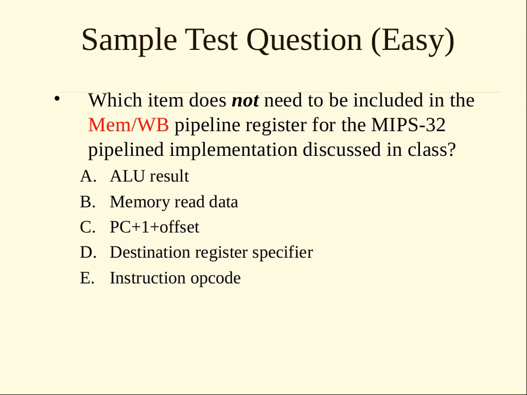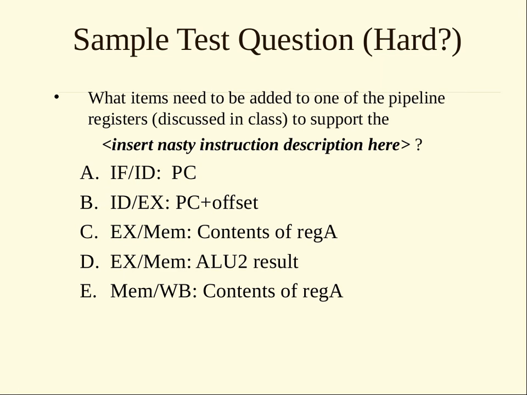So let's see, an easy test question. Which item does not need to be included in the memory write back pipeline register for the MIPS 32 pipeline implementation discussed in class? There we go. PC plus 1 plus offset. Why? Because we don't use it in the last part. You got rid of it in part 4.